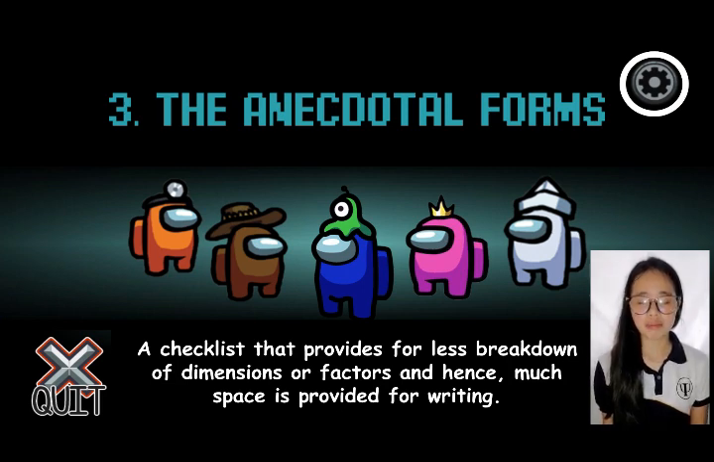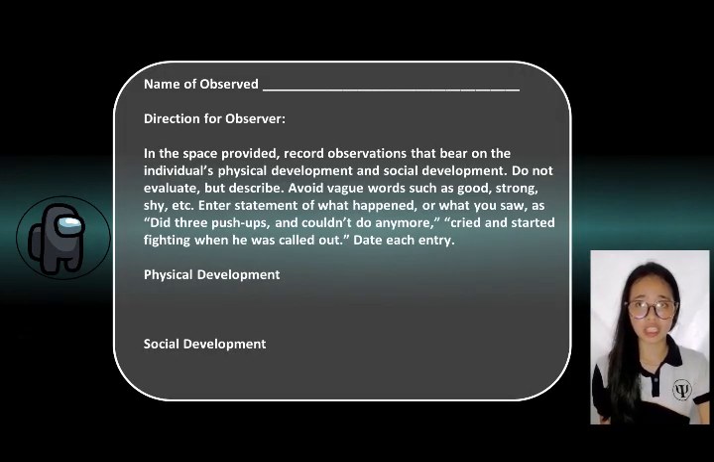Let's move on to the next topic, the anecdotal forms. It is a checklist that provides less breakdown for dimensions or factors, but it needs much space for writing. It minimizes the use of highly subjective impressions in recording and obtains instead objective descriptions of behavior. The next slide represents an example of an anecdotal record. This is a case study of a pupil taking physical education.